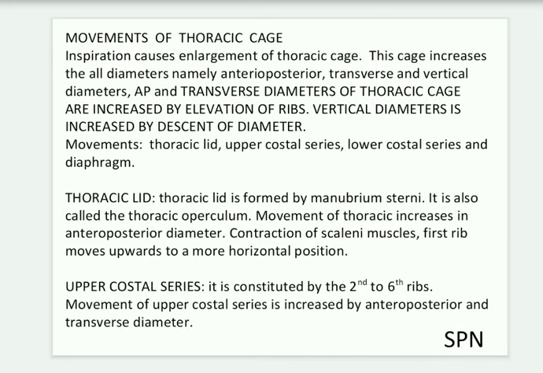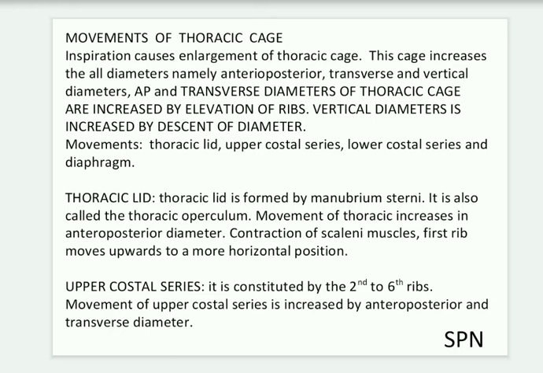And the movements are: inspiration causes enlargement of the thoracic cage, and this increases all the diameters, namely anterior-posterior, transverse and vertical. The AP and transverse diameters of the thoracic cage are increased by elevation of the ribs. The vertical diameter is increased by the descent of the diaphragm, which is in the shape of a rounded, inverted bowl.